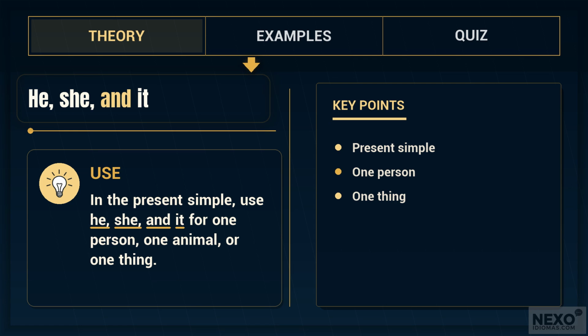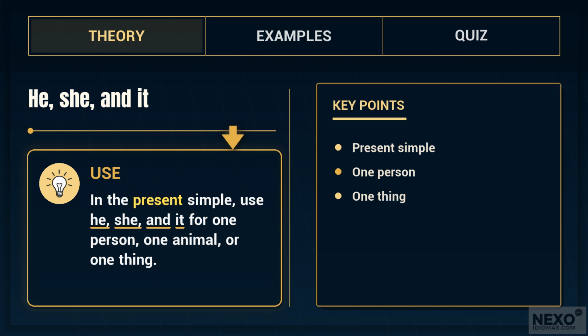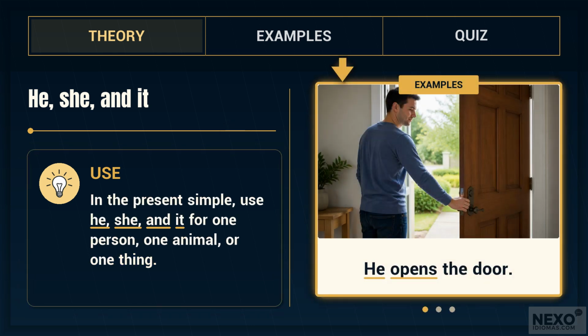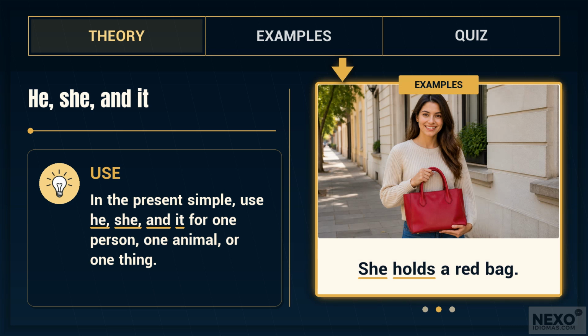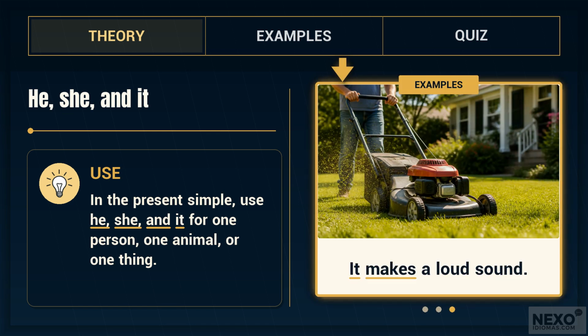He, she, and it. In the present simple, use he, she, and it for one person, one animal, or one thing. Example. He opens the door. Example. She holds a red bag. Example. It makes a loud sound.